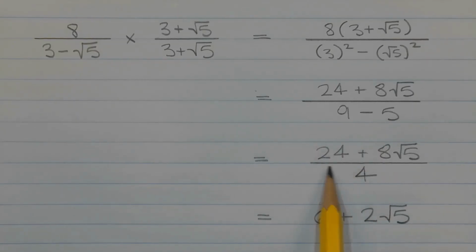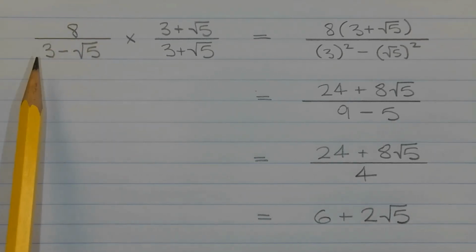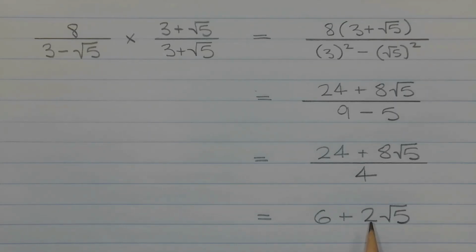So the fraction becomes 24 plus 8 root 5 over 4, which we can simplify. 24 over 4 gives us 6, and 8 root 5 over 4 gives us 2 root 5. So 8 over 3 minus root 5, expressed with a rational denominator, or rationalized, is 6 plus 2 root 5.